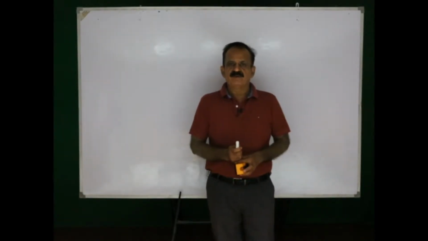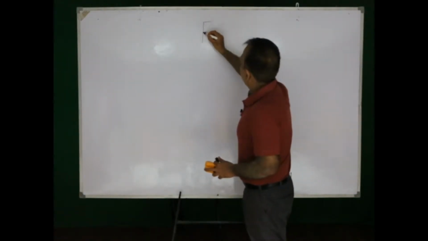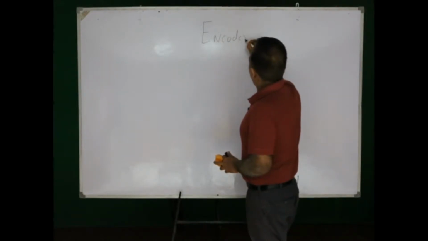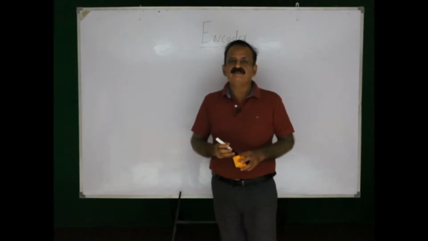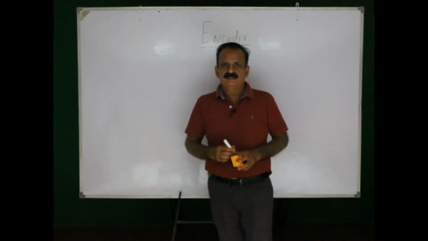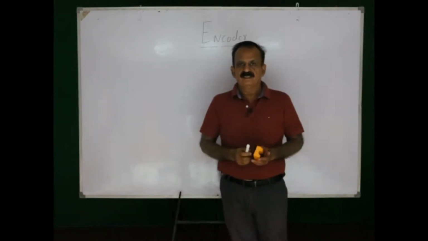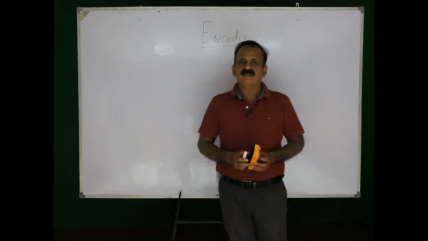Now we will start with the first one, and that is encoder. What basically is an encoder? Encoder is a circuit which is used to convert decimal number to binary number. Decimal number to binary conversion, this is called encoding. So encoder is a circuit which is used to convert a decimal number to binary number.